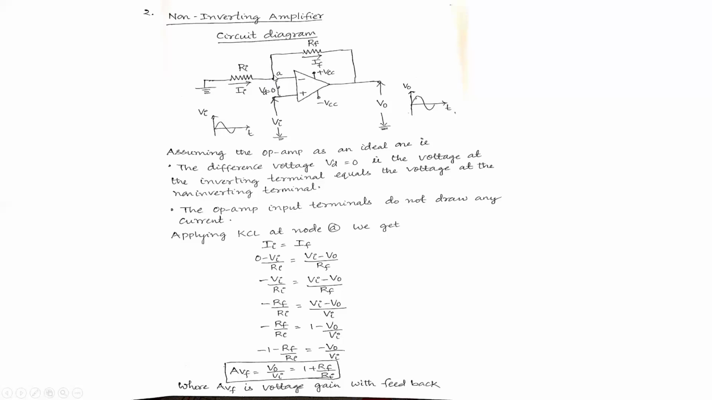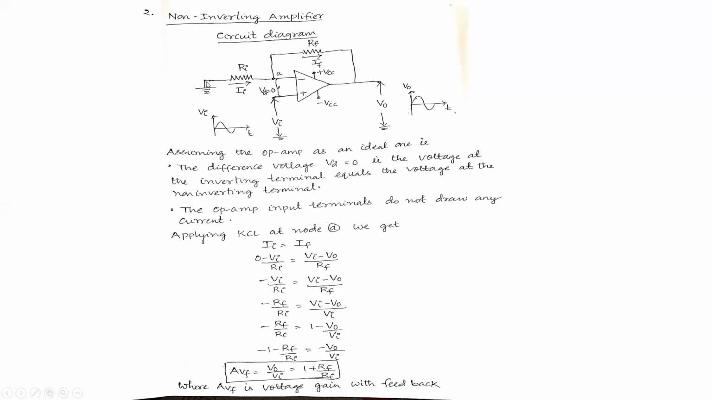If we apply KCL at this node A, we get Ii equals If. That is, the current entering the node equals current leaving the node. Ii equals If. Now we shall write Ii in terms of V and R. So what is this Ii? Ii is nothing but potential difference by resistance. Potential difference is nothing but the potential at this point minus the potential at this point.